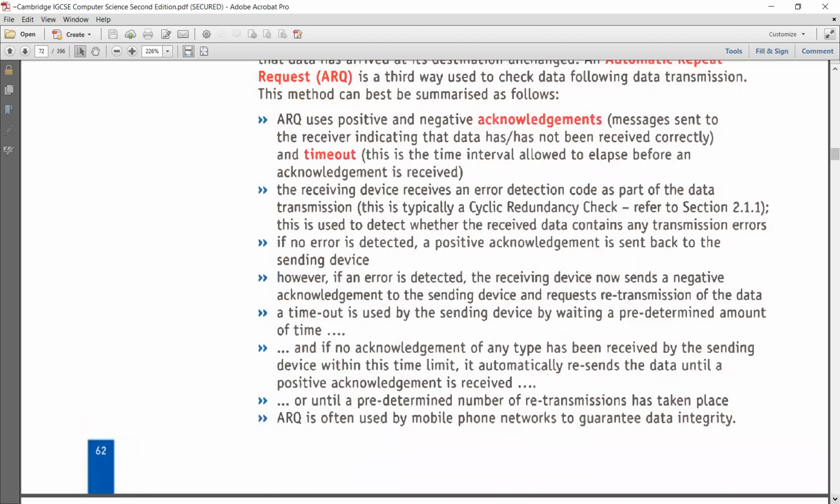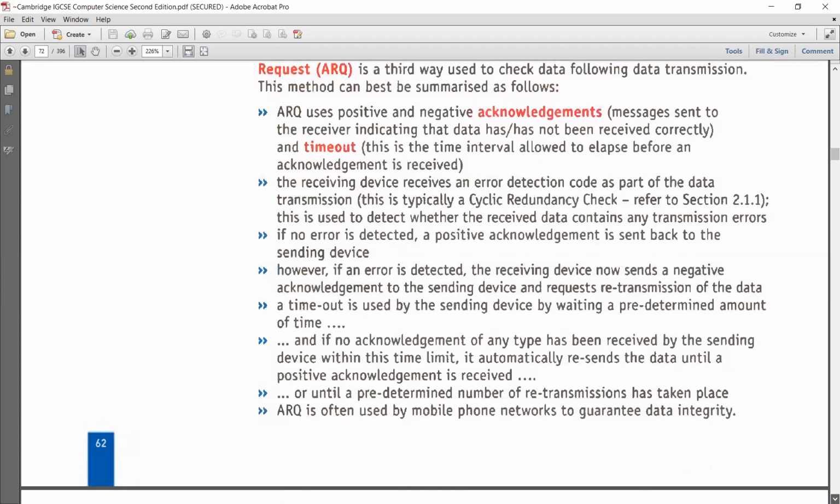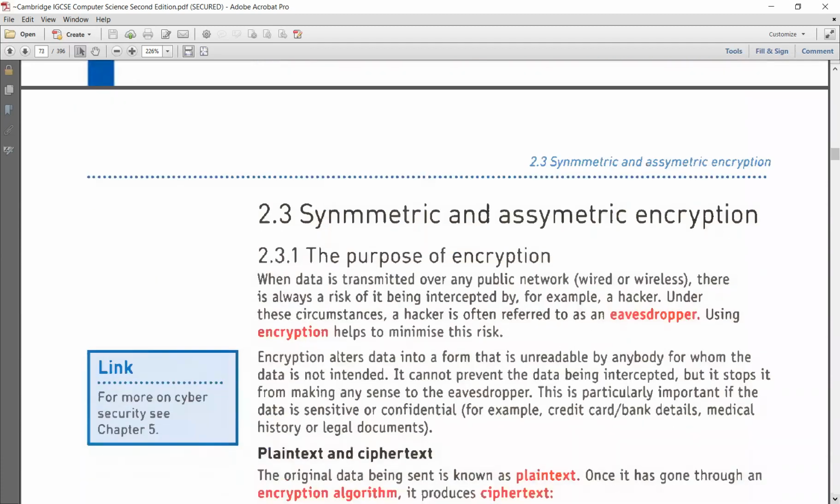Or until a predetermined number of retransmissions has taken place, but that may happen. I kept on sending and sending, and you don't give me the acknowledgement. Definitely, I'm going to wait for a certain time period, and then I'll go on with my lecture. Same case here. You go with a predetermined number of transmissions if no acknowledgement is being received. Lastly, but very important, is encryption.